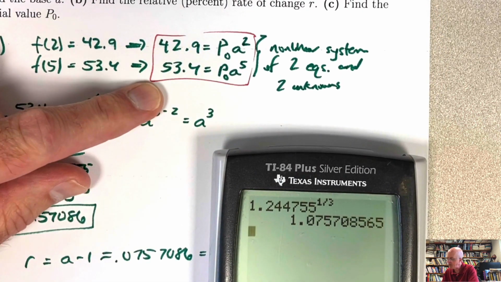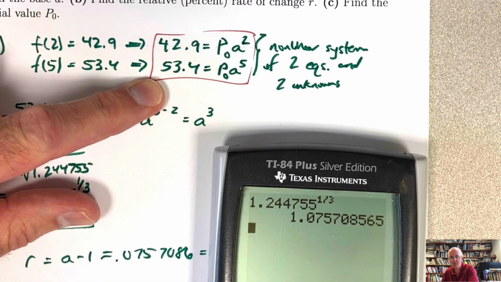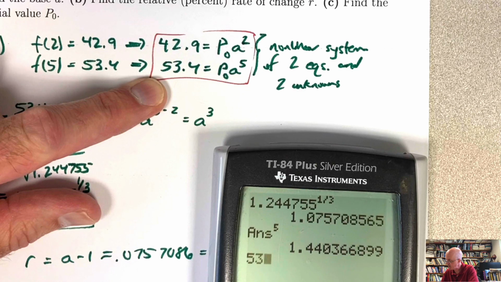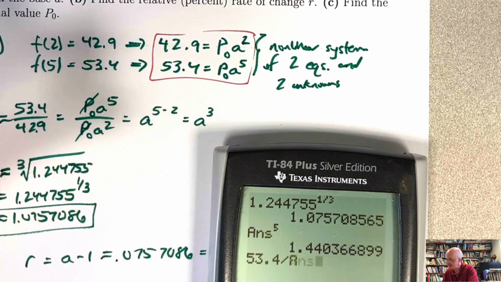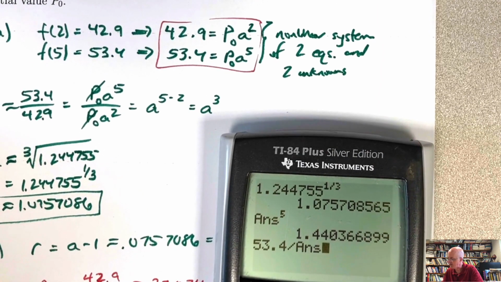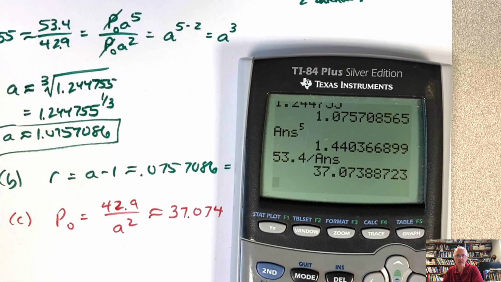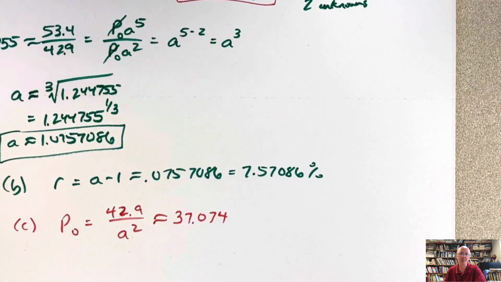I could hopefully get the same thing by taking 53.4 and dividing by a to the 5th power. I'm going to go ahead and raise this to the 5th power, and then take 53.4 and divide by that, and I should get the same answer for p sub 0 up to some rounding error. 37.074. Okay, it rounds to the same thing to 3 places after the decimal as we got before. Okay, so that is the initial value p0.